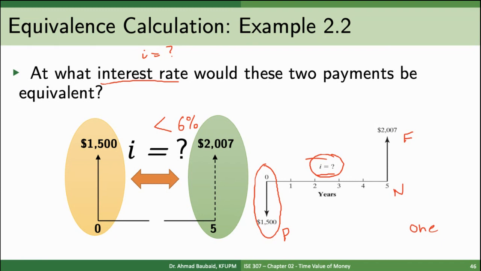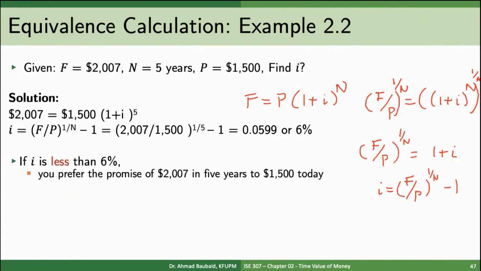So if the interest rate is less than 6%, so remember, 6% is the point at which these 2 alternatives become equal. They're equivalent to me. If the interest rate is less than 6%, that means if I take this money and invest it, I'm not going to be able to reach the $2,007 5 years from now. So that's why I should prefer the $2,007 5 years from now. Yes? What about the inflation?